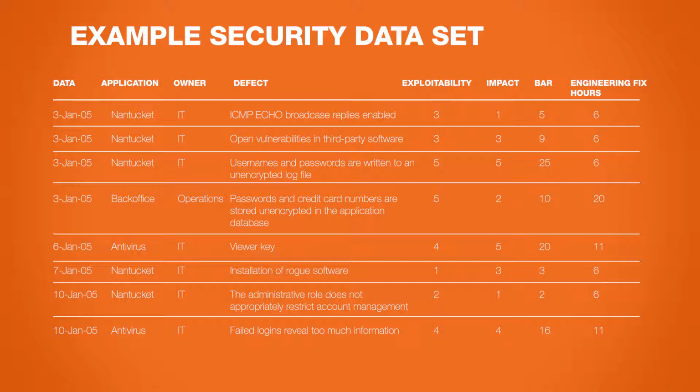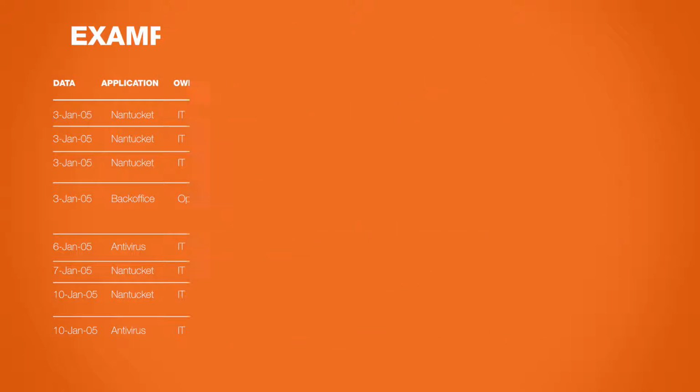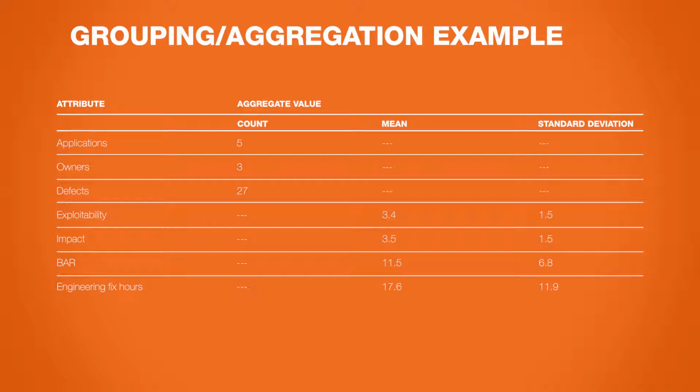Impact, if exploited, which is an index score based on asset value. Business adjusted risk is an index score that is a product of exploitability and impact. Cost to remediate, estimated engineering hours. So this table shows a sample data set containing 27 records from a single quarter, the first quarter of the year 2005. First, let's see the grouping and aggregation example.